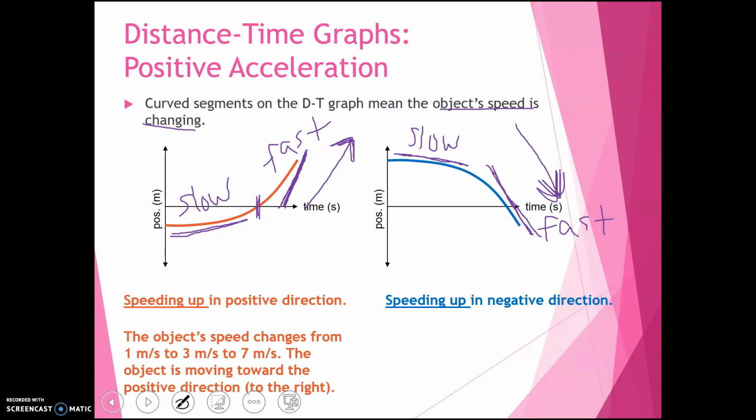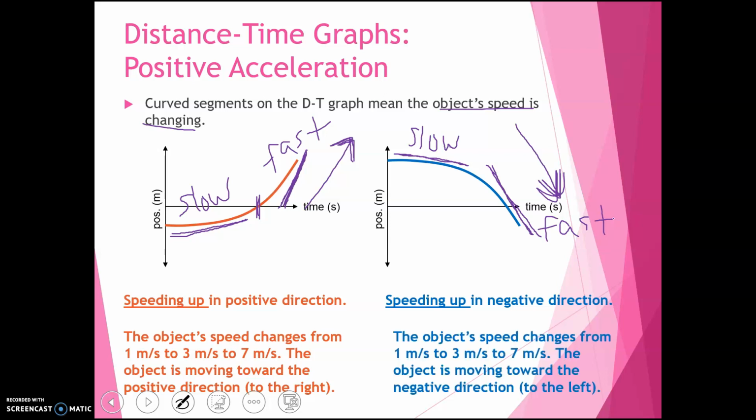Technically we are still speeding up, but now we're speeding up going toward the negative direction. So the object's speed changes from 1 meter per second, 3 meters per second, to 7 meters per second. We're still increasing in speed. However, the object is moving towards the negative direction. We have that negative slope. So maybe the object's moving to the left or south.